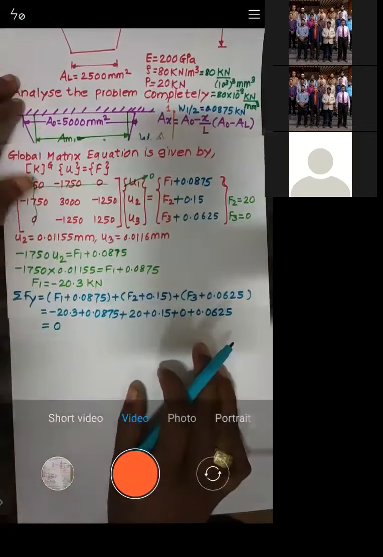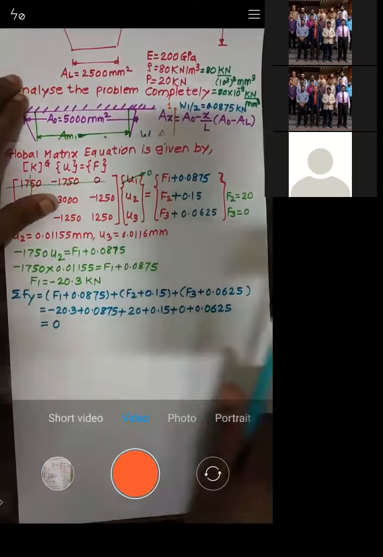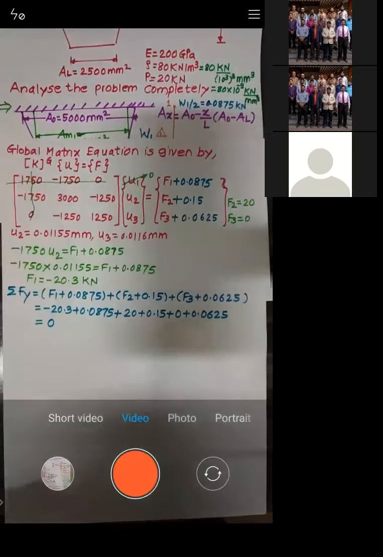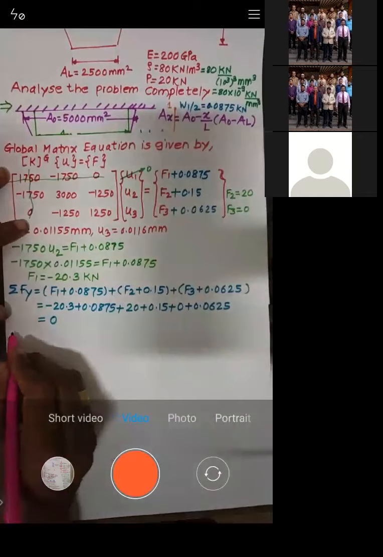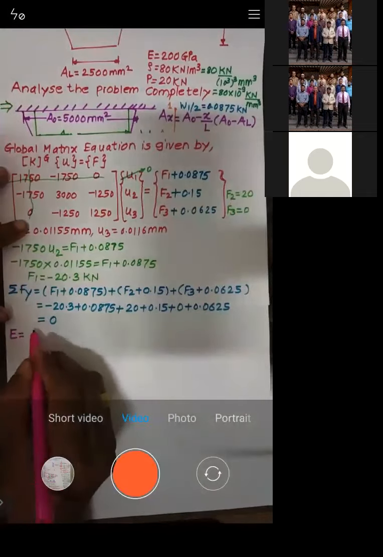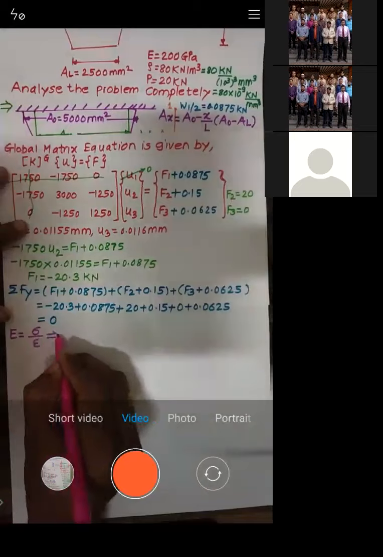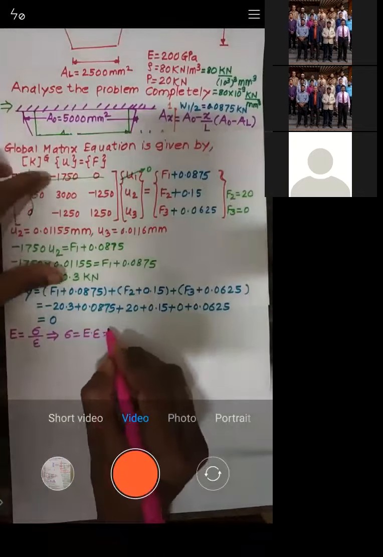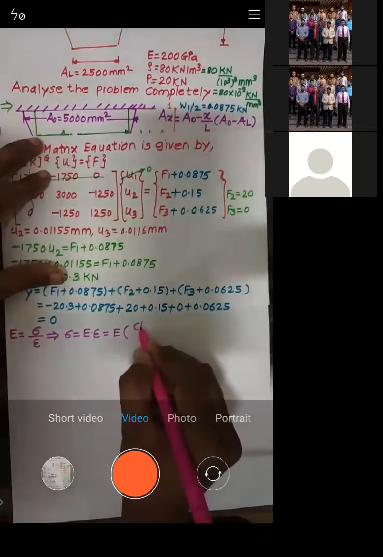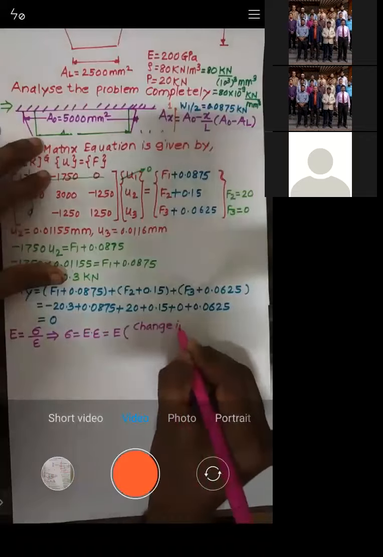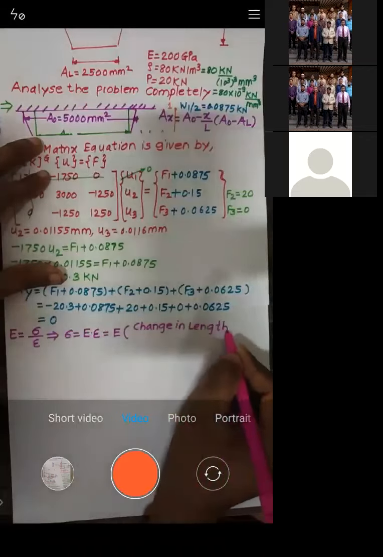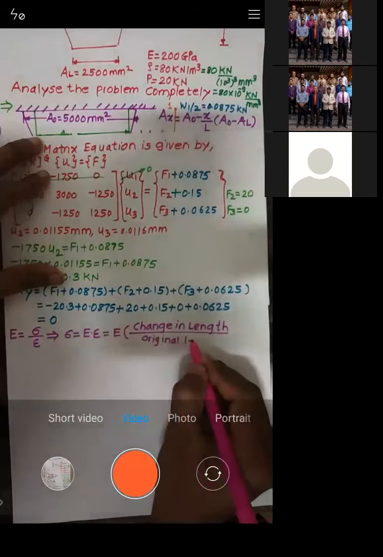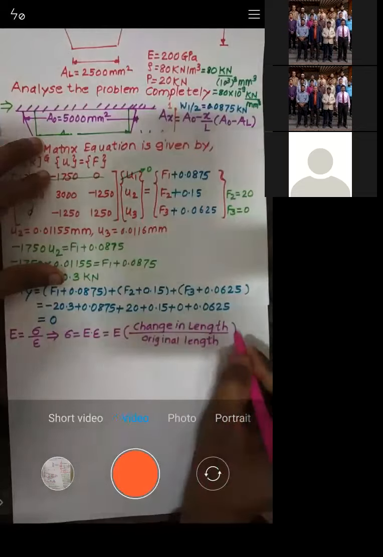Now we have calculated the reactions. So the next step, we will go directly for the calculation of stress. For that I will go with the basic equation: E is given by stress by strain. So from this we get stress is equal to E into strain, and strain is change in length upon original length.